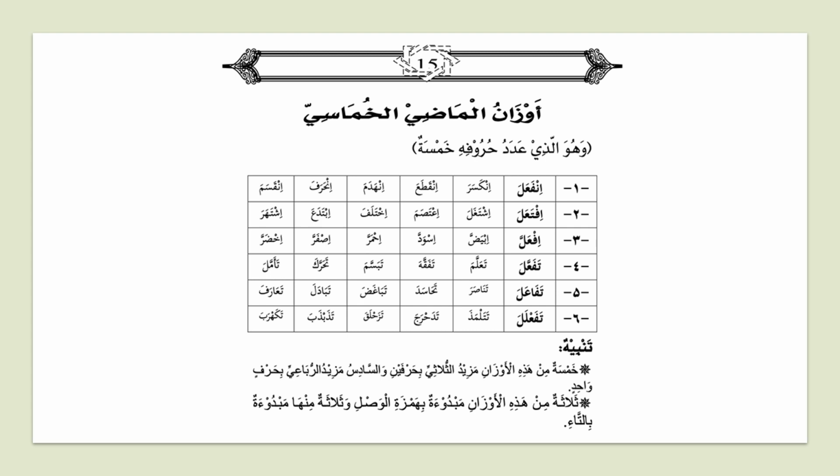So we have six scales here. He said five of them are an increase from the three-letter roots, with two letters increased. And this one of them is an increase from the four-letter root with one letter increased. That's what he mentioned here in the first tanbih.